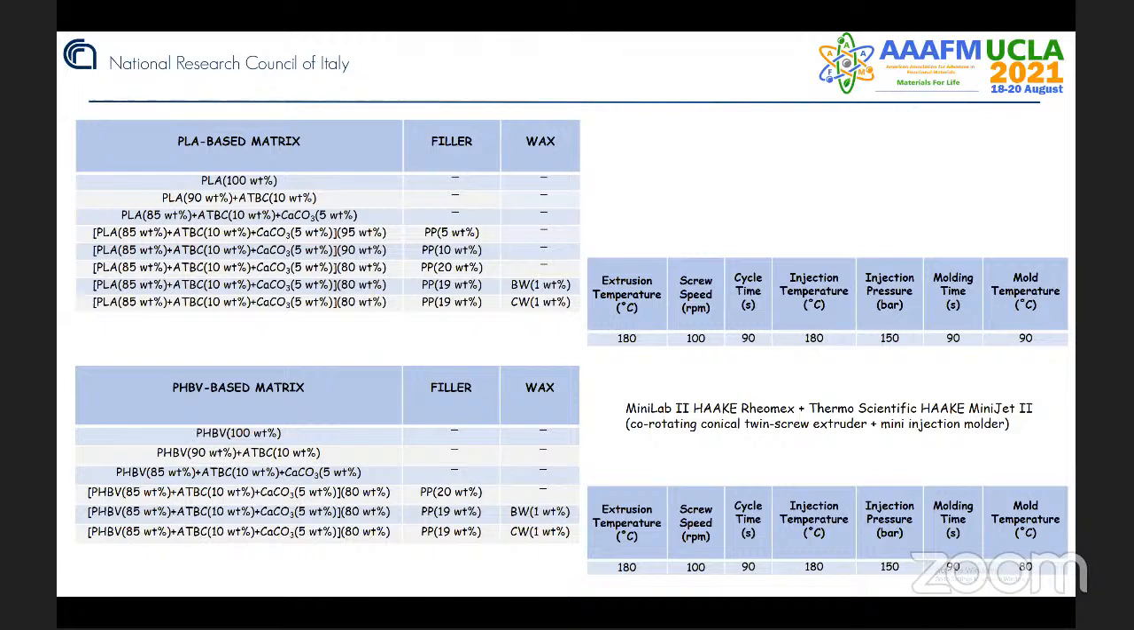The specimens were prepared with the mini extruder and the mini injection molder. The processing was performed at 180 degrees for 90 seconds. The temperature of the mold was 90 degrees for the PLA biocomposites and 80 degrees for the PHBV biocomposites. The molding time was 90 seconds.